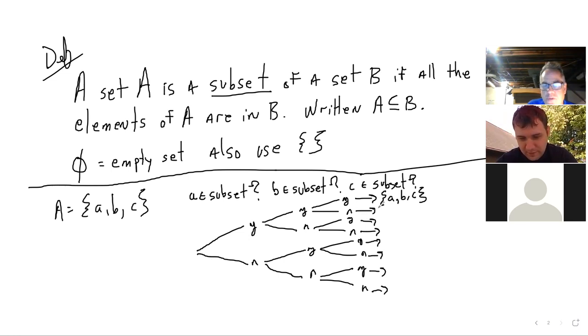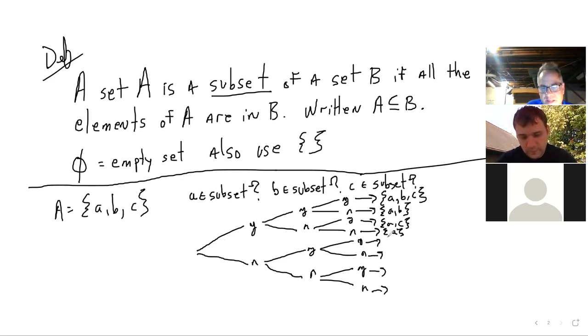Yes, yes, no. So that is the subset with just A and B. Yes, no, yes. That's the subset with A and C. Yes, no, no. Sorry, kind of cramming that in there, but that's the subset with just A. All right, so I've exhausted everything from that path. I'll go to this one.